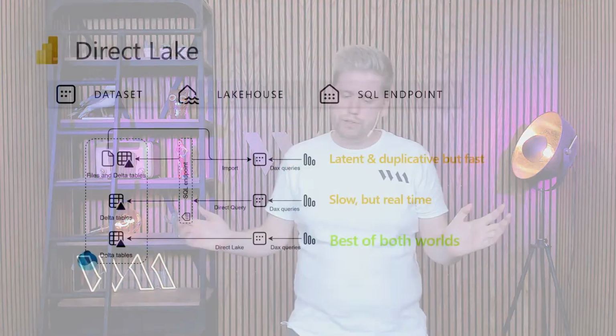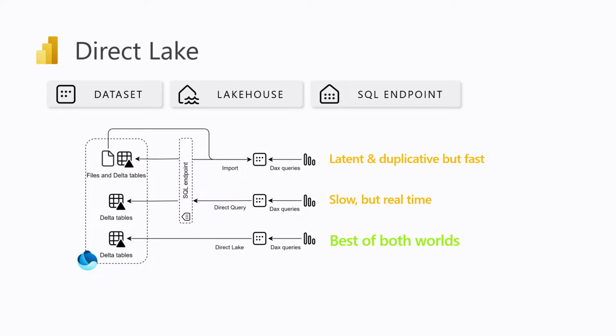So we have these three storage modes that all work on the Microsoft Fabric platform. We have import mode that can import the data from your lakehouse or your warehouse through the SQL endpoint. Technically, it can also connect to the files you have in your data lake or in your OneLake. But normally you would want to connect through the SQL endpoint. Then we also have DirectQuery. It's just going to query that SQL endpoint. Again, it can be connected to both the warehouse and the lakehouse.